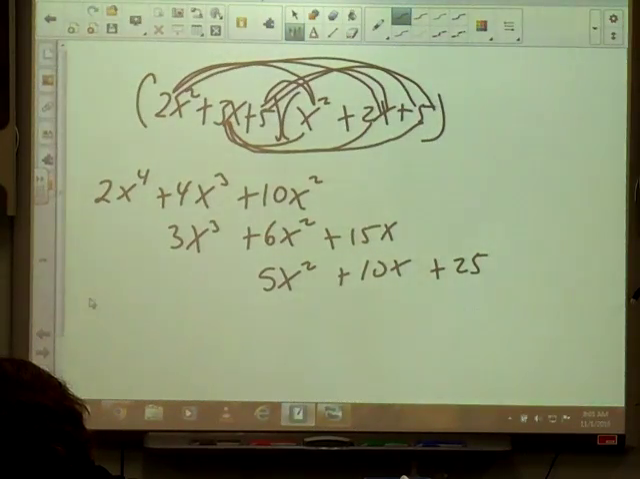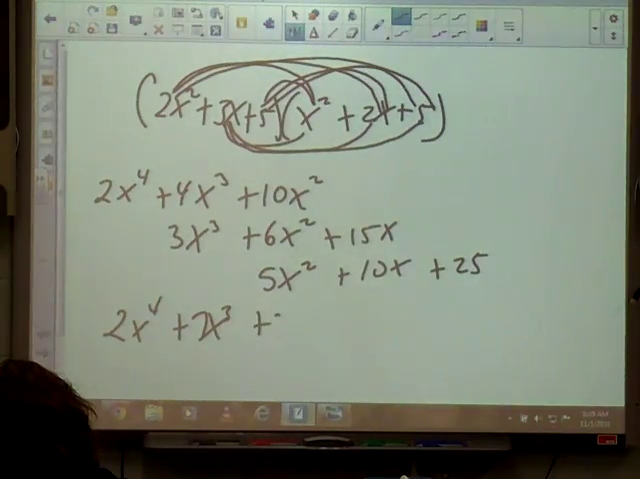And I'm looking, I've got my like terms all matched up there. So I've got a 2x to the fourth. All of them have that, so I didn't get to eliminate anything there. 4x cubed and 3x cubed is 7x cubed. That's C or D. 10 and 6 is 16 plus 5 is 21. So that would have to be D.